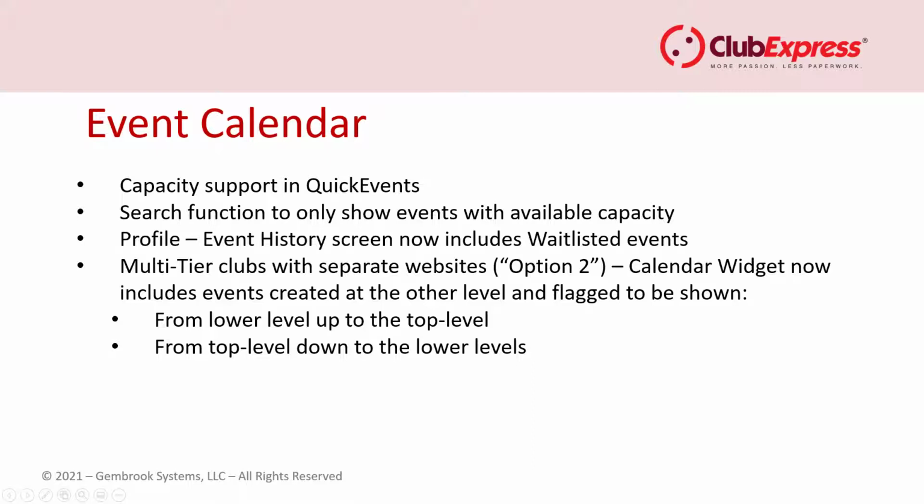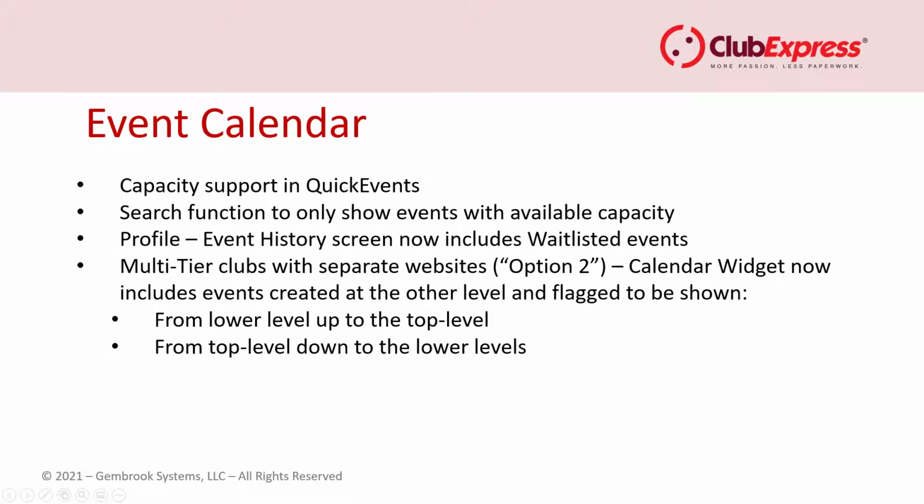Now, a couple of releases ago, we added support with this option two, where if you're on the lower level website, you can create an event. And if it's just a committee meeting, well, that's for your chapter only. But if it's a lecture or a guest speaker, it might be of interest to the whole organization. So you can flag that event to be visible on the top level calendar, and then it would appear automatically. And similarly, if you're at the top level and you've organized an event, you can flag that event so that it appears on the calendars of all of the lower level organizations.